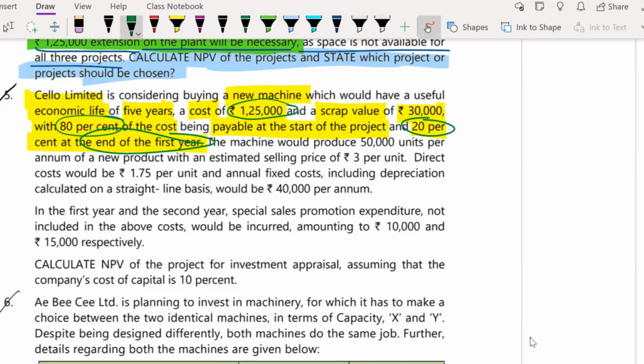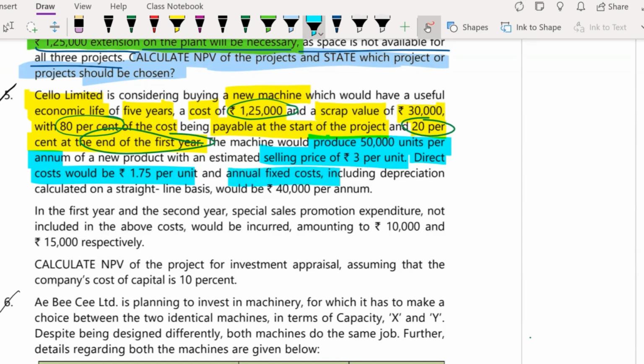Then they are telling you that the machine would produce 50,000 units per annum of a new product with an estimated selling price of 3 per unit. The direct cost is 1.75 per unit. So here you can find out the contribution. What is contribution? Selling price minus cost. So it is 3 rupees minus 1.75 rupees that will give you the contribution.